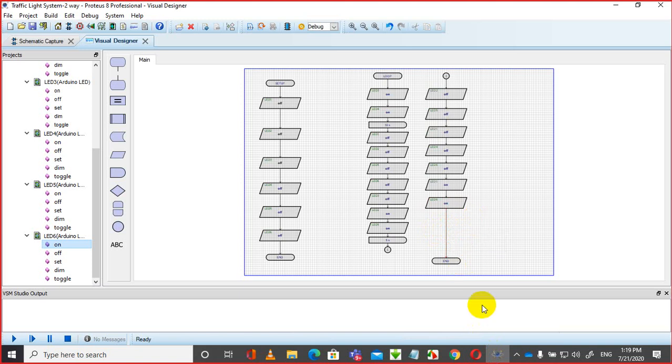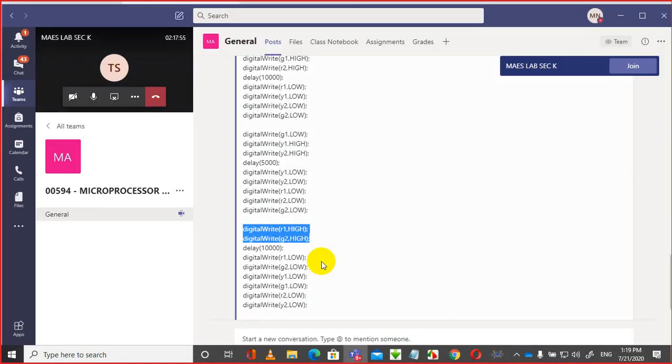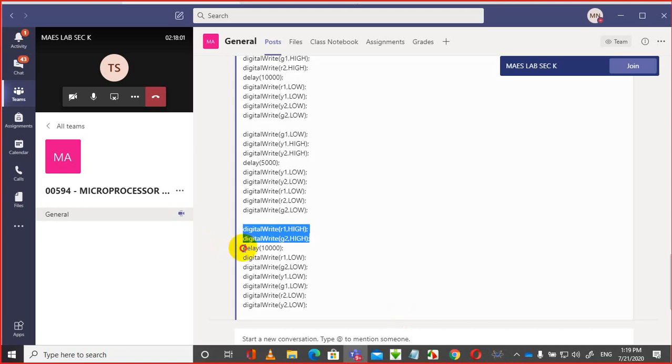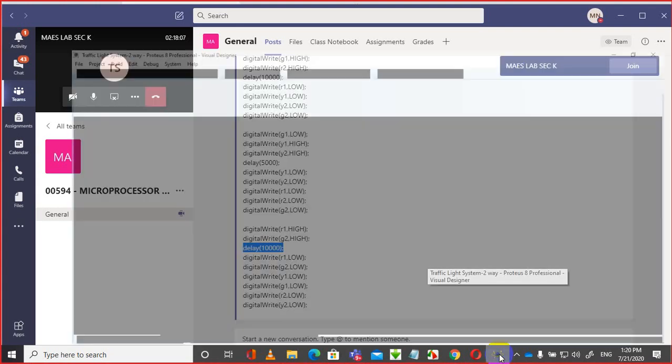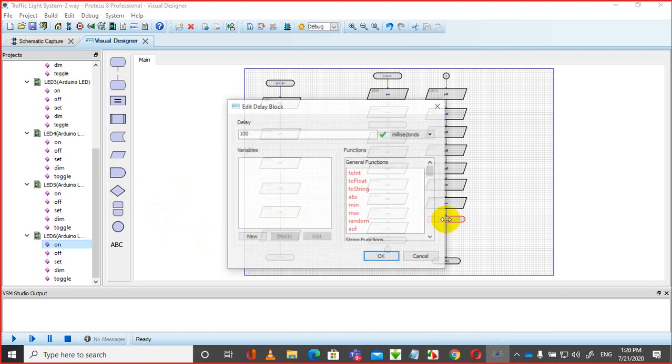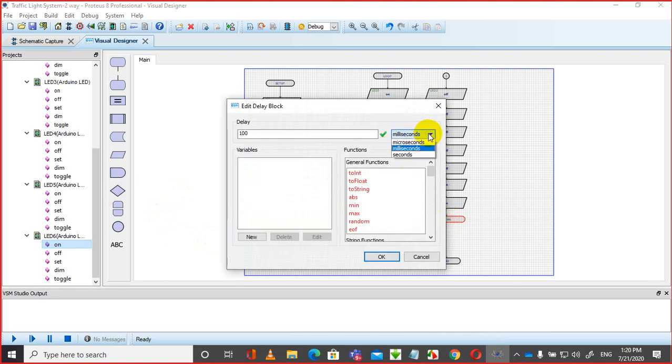So after this, if you look at the algorithm, you see there is a 10-second delay. So let's give the delay. This is the 10-second delay. Okay. So let's give the delay. 10-second delay. Change it to second. 10-second delay.